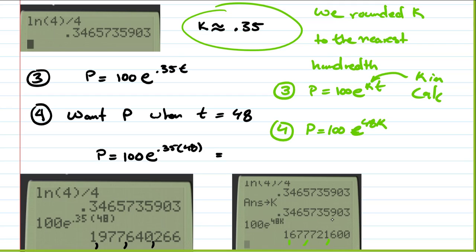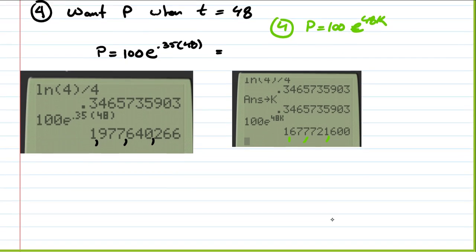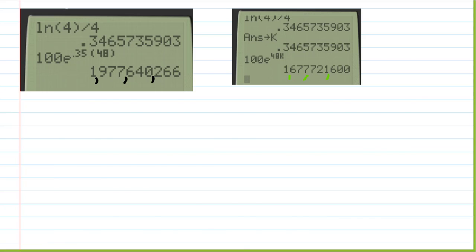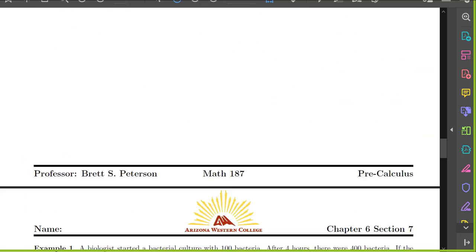So essentially, exponentials are super sensitive to rounding, so only round when told to, and only round to exactly what you're told to. All right.